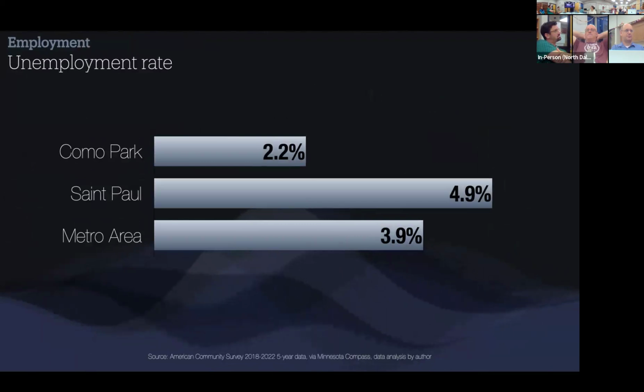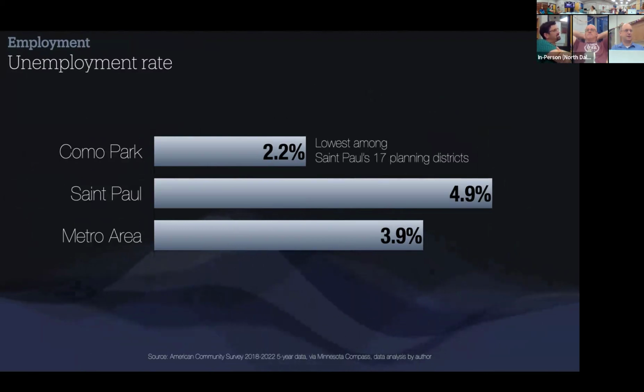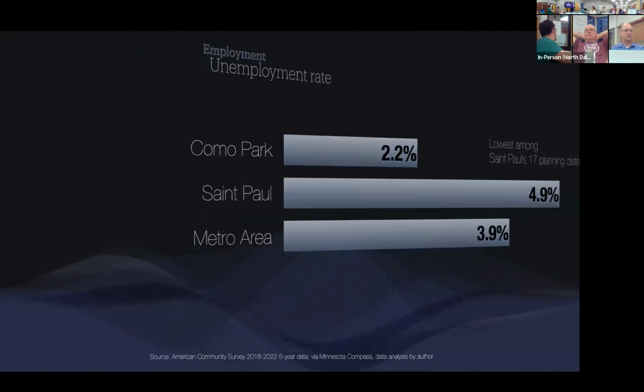Unemployment rate, jumping into employment here, we're getting near the end. Como Park has a very low unemployment rate, the lowest among the St. Paul 17 planning districts, probably related to the education and some of the other things I've shown you already. St. Paul is more than double that, and the metro area is significantly higher than we are as well.